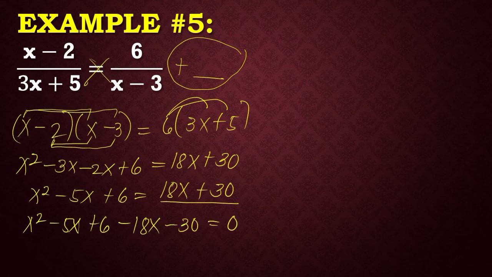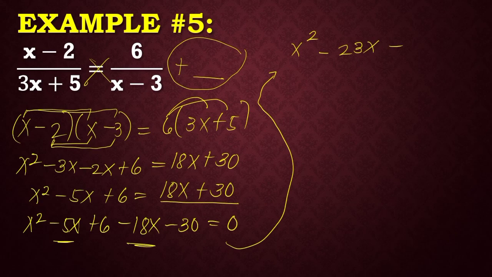Again, we combine like terms. So, rewrite natin dito yung sagot. X squared, and then negative 5x, saka negative 18x, that is negative 23x, and then 6 minus 30, that is negative 24, is equal to 0. Now, we factor x squared minus 23x minus 24 is equal to 0. As you can see, quadratic equation siya wherein magkakaroon tayo ng dalawang values ng x. Ano ang factors ng negative 24 na kapag pinag-add, makukuha yung negative 23? And that is x minus 24 tsaka x plus 1 is equal to 0.